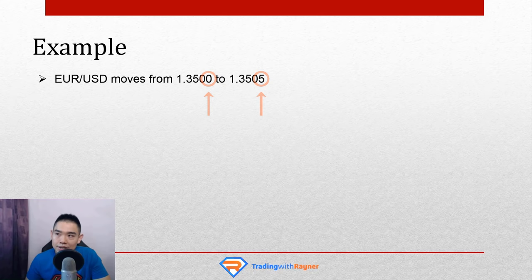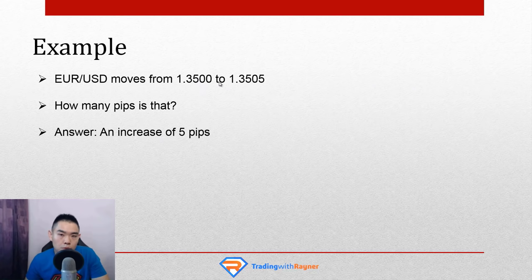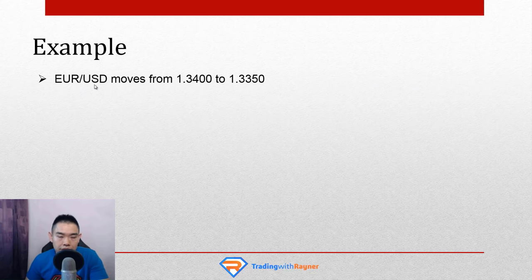Okay? So quiz time. How many pips difference is this? Let's find out. The answer is quite straightforward. This is actually an increase of 5 pips from 1.3500 to 1.3505. It's a difference of 5 pips. So you can see the fourth decimal place digit has moved from 0 to 5. That's an increase of 5 pips. Let's do another example. Let's say this time around, the euro against the dollar moves from 1.3400 to 1.3350. Now, how many pips is this? Let's give you 5 seconds to figure this out.